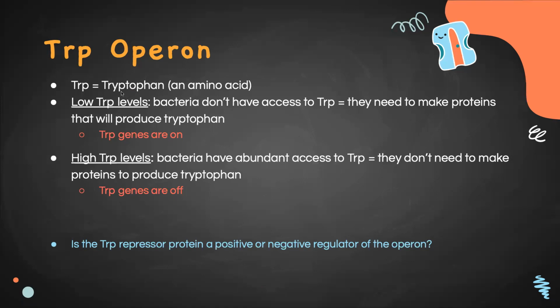So there are different scenarios within the trp operon. There should be three scenarios here, but I just wrote two for now. You can have low tryptophan levels, and that means your bacteria does not have access to tryptophan. So if there's no tryptophan around, they have to make more tryptophan. And so the operon will be active, it'll be on, so that the prokaryote can transcribe and translate to make more tryptophan. On the reverse, if you have high levels of tryptophan, that means there's plenty of tryptophan for the bacteria to have access to. So they don't need to have that operon on because they don't need to produce any more tryptophan. So that operon is off in this case.